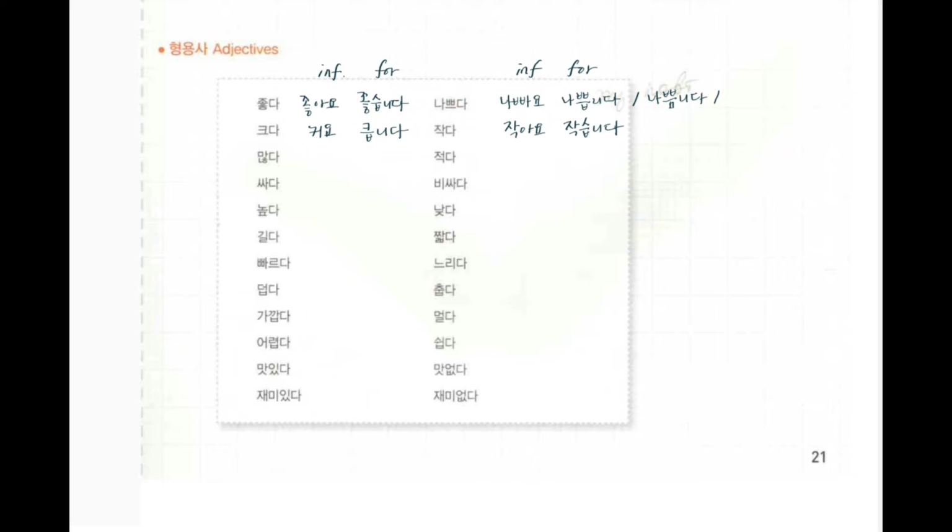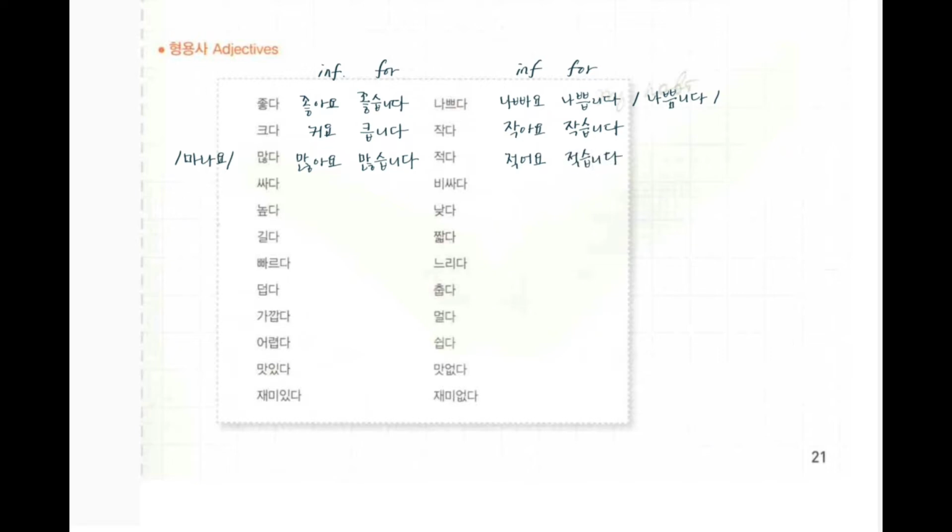자, 많다 갑시다. Something is many. There are a lot, many, much. 어떻게 말해요? 많아요. 자, pronunciation 조심하세요. Be careful. 많아요. Formal ending. 많습니다. 자, 적다 봅시다. Something is less, a few, little. 자, informal polite ending 어떻게 말해요? 적어요. 자, formal ending 적습니다.